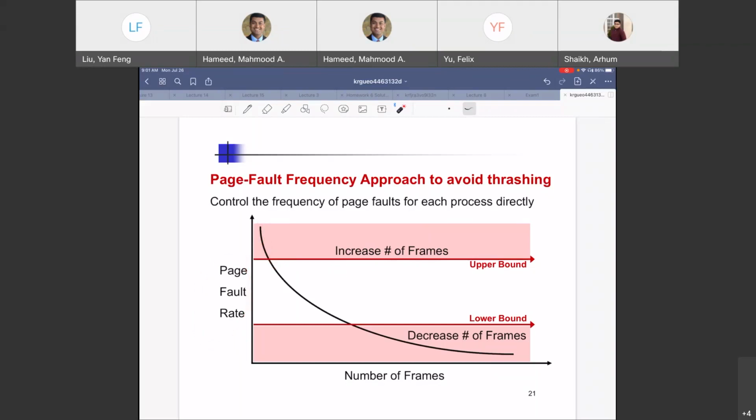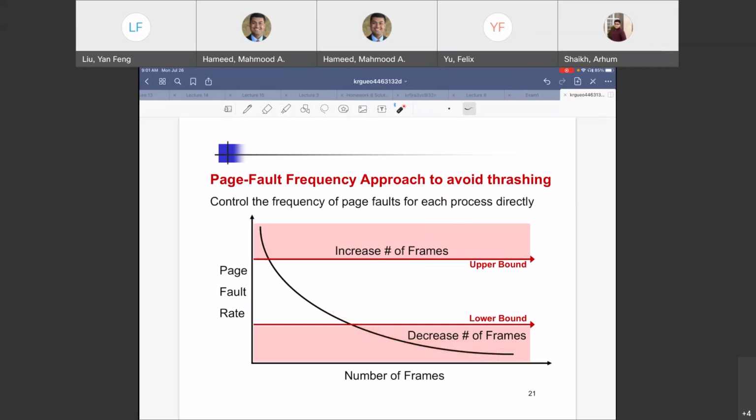If you keep increasing the number of frames, the rate will keep going down, but it will cross this lower bound where you will have a very, very low page fault rate for a process. However, there are not enough frames for other processes, so the degree of multiprogramming goes low. So that's your second problem. In order to solve the second problem, what do you do? You decrease the number of frames for that process. You bring it back up, right?